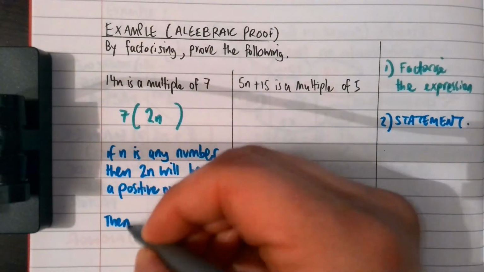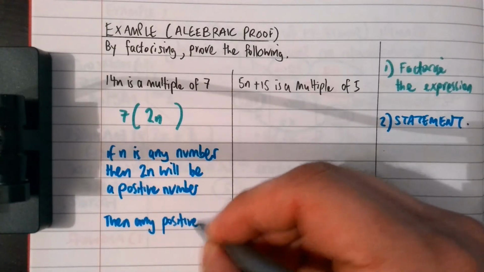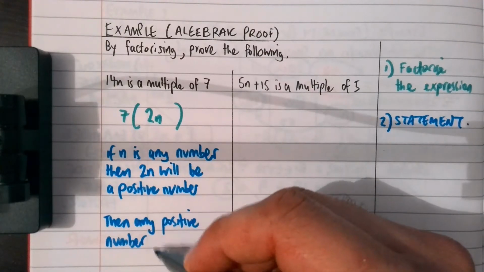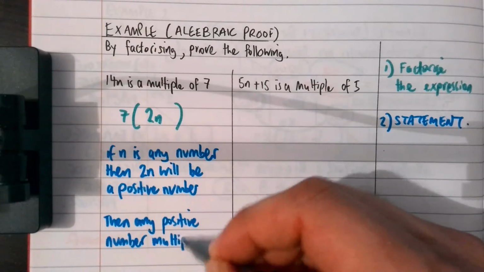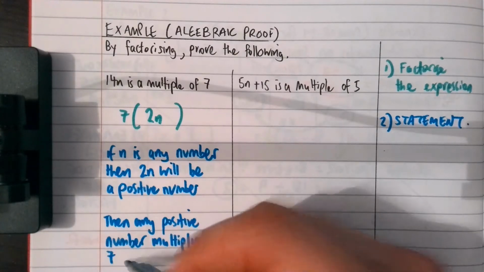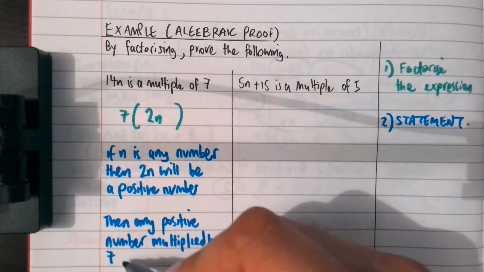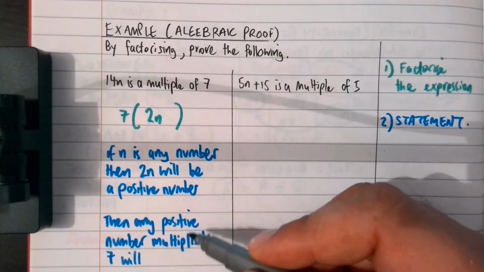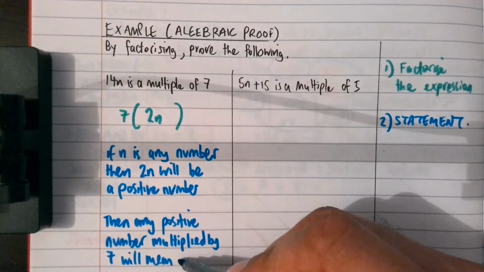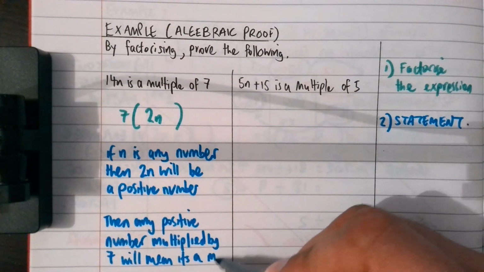Right, what that means is that when I multiply any number by 7, the result will always be a multiple of 7. So for example, if n was equal to 2, then 2 times 2 is 4, then 7 times 4 is 28, which is a multiple of 7. Okay, so we've shown that for any n, the expression 14n will be a multiple of 7. So we've manipulated that expression to show that. And that's what we're trying to do with algebraic proof, when we are manipulating the expression that they've given us to show what they're asking us to show.